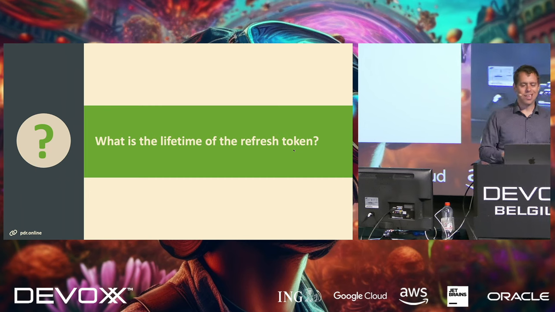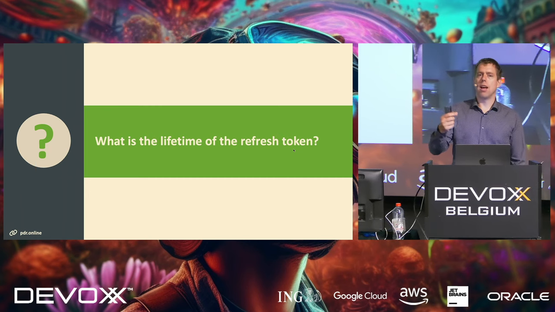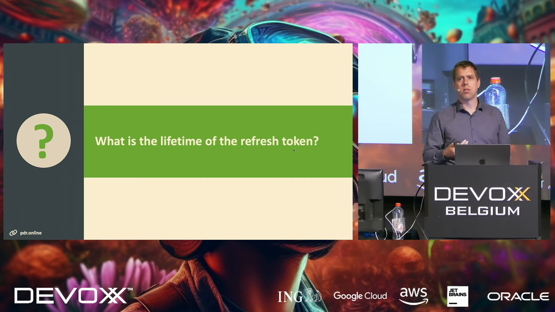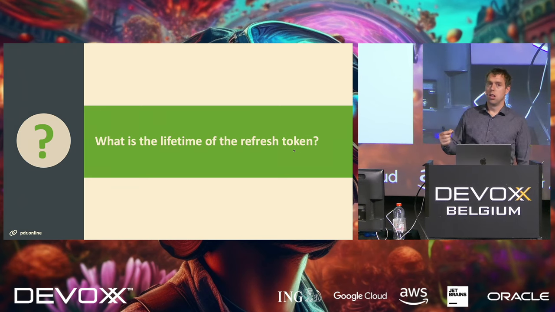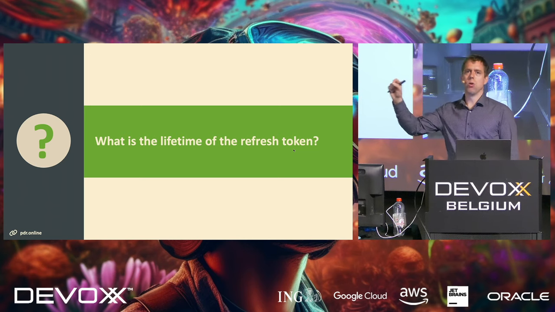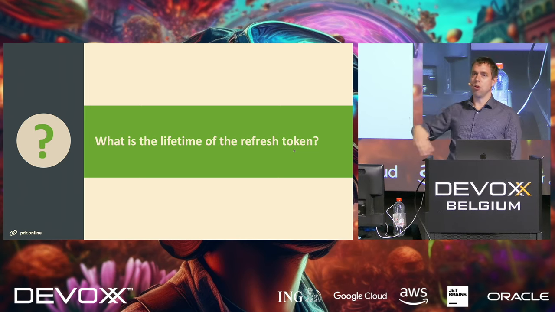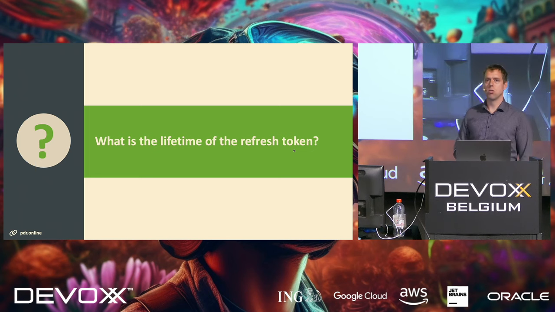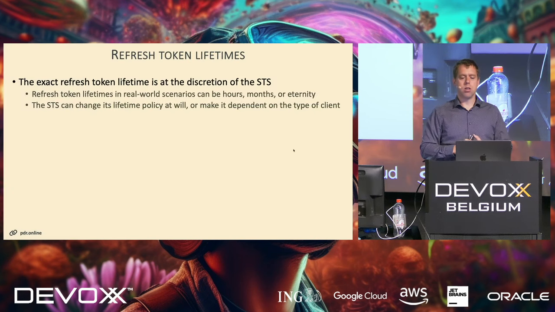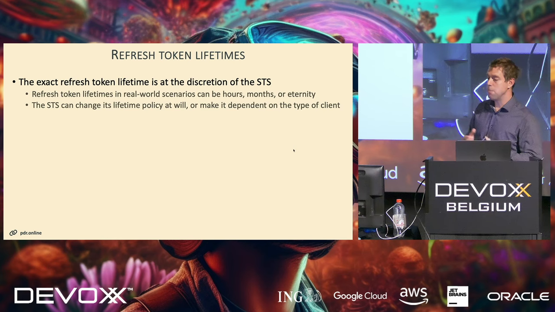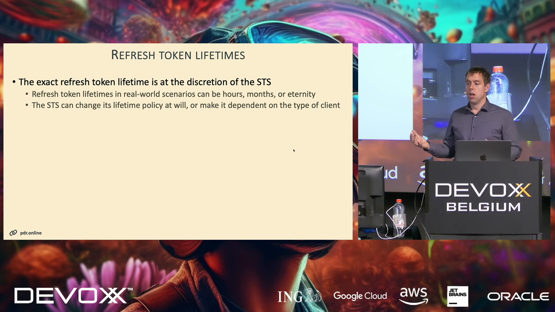Some applications, like LinkedIn, have a short lifetime of 2 or 3 months. I know that because after a couple of months, Buffer comes back to me with a mail saying, uh-oh, we couldn't post to your LinkedIn profile. And I have to go back to Buffer and click the Connect to LinkedIn button, which will run an authorization code flow with LinkedIn so Buffer can get fresh tokens so they have access again. But ultimately, it's at the discretion of the STS. They can be hours, months, eternity. The STS can change it whenever they want.